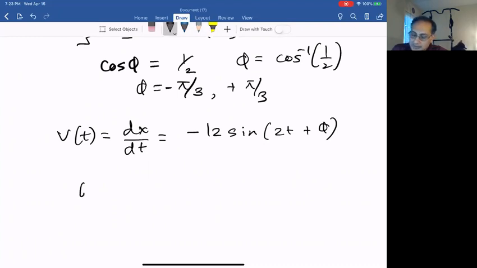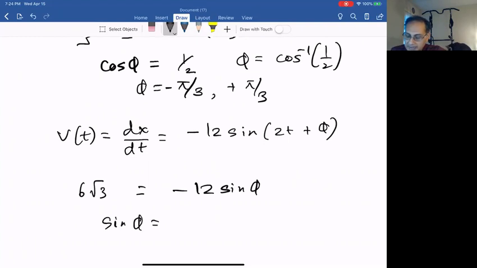So 6 root 3 is equal to minus 12 sine phi. Okay, so from here we find that sine phi is equal to minus root 3 divided by 2. So we are looking for a phi whose sine is negative root 3 divided by 2 and whose cosine is positive 1/2.